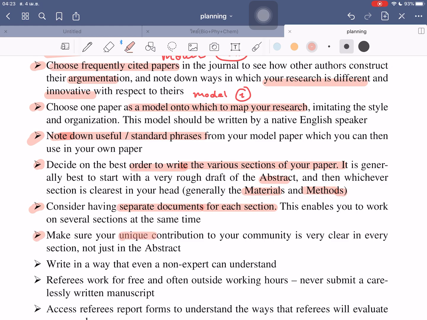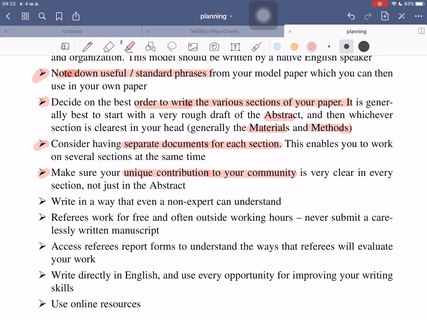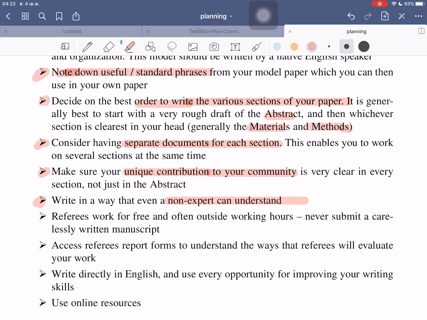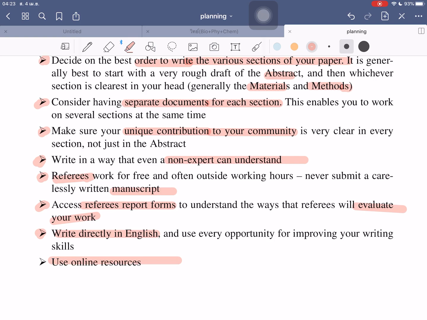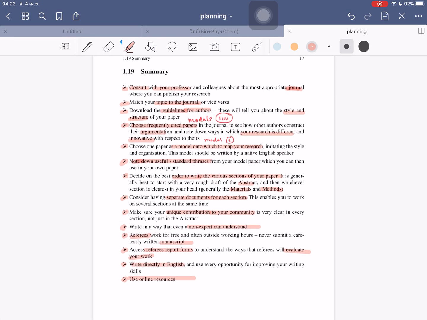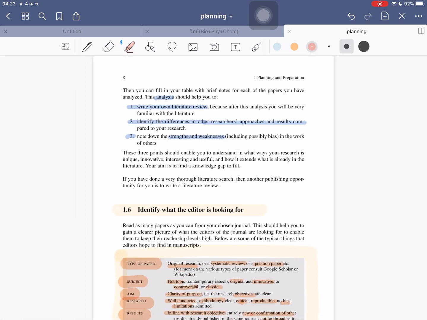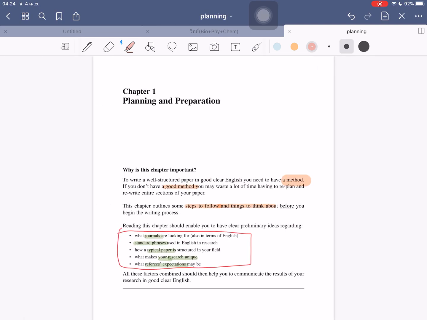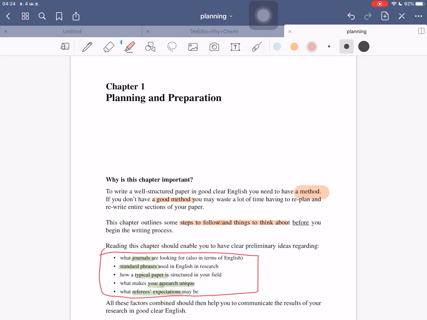Make sure you have a unique contribution to your communities, to your ELT communities. Write in a way that even a non-expert can understand. Referees can read it for you. Read your manuscript. You get the referee report forms as the criteria to evaluate your work. Write directly in English and use online resources. So this is the way you can plan and prepare your research paper writing. All right, thank you very much for your attention, and let's take a break.